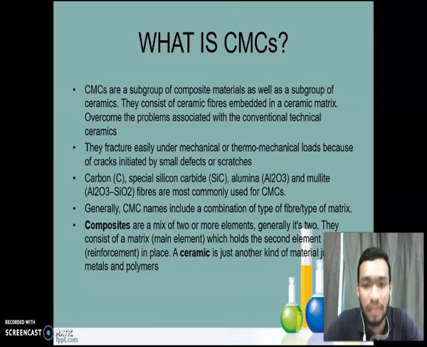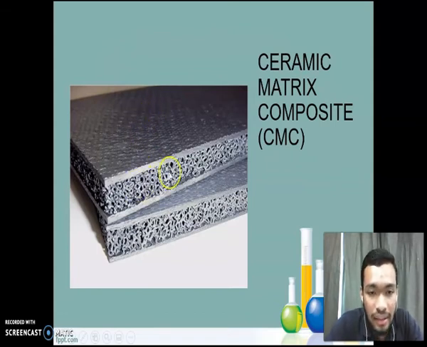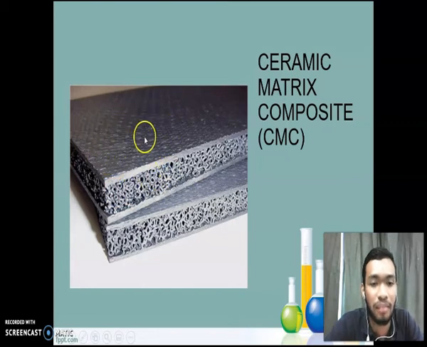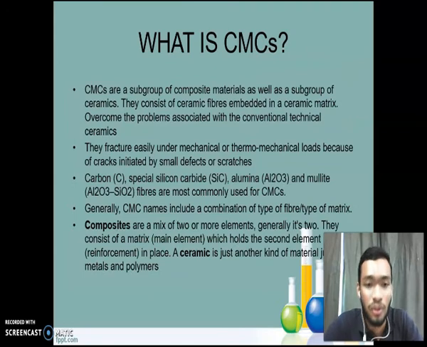They consist of ceramic fiber embedded in the ceramic matrix. So we can see here is the ceramic fiber and the outer layer is the ceramic matrix. It was invented to overcome all the problems that come from ceramic. As we all know, ceramic is easy to crack, brittle, and many more.